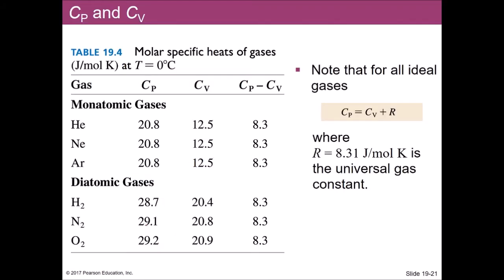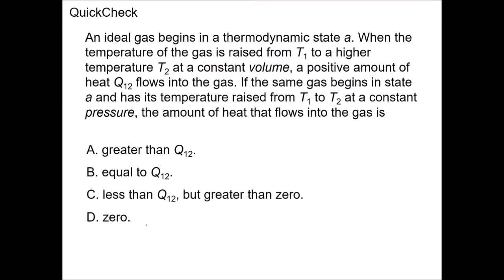Okay, so as you can see here, these are our measured molar specific heats, and surprise, surprise, the difference between them is a factor of R. Now, monatomic gases follow this very nicely. These are the values that we expect. Diatomic gases are a bit higher because there's more going on with a diatomic gas.